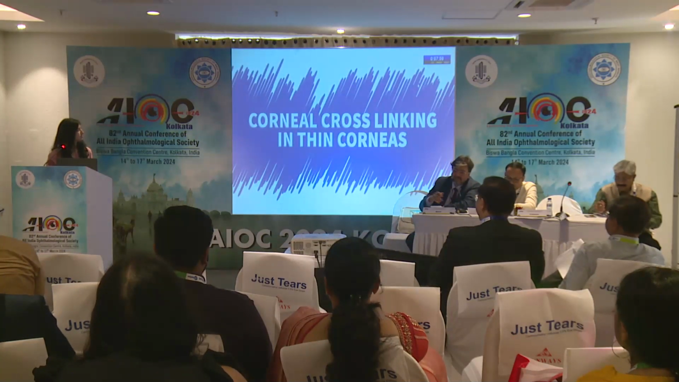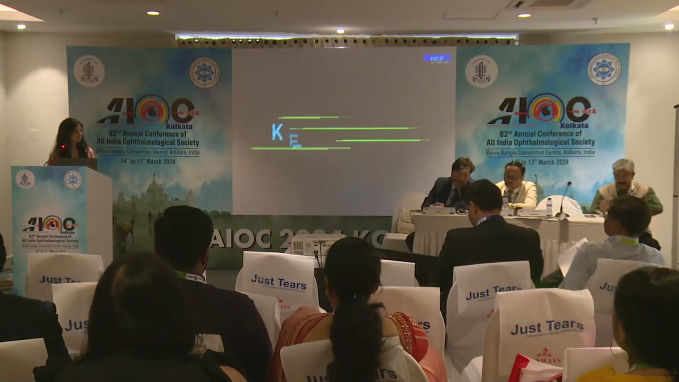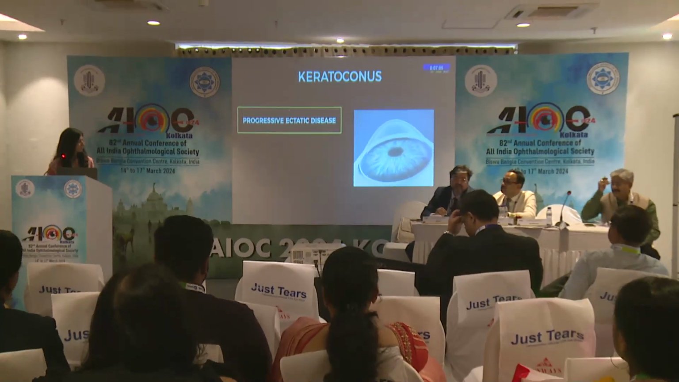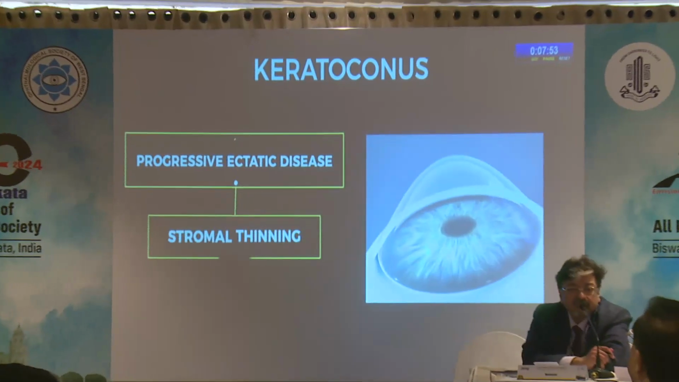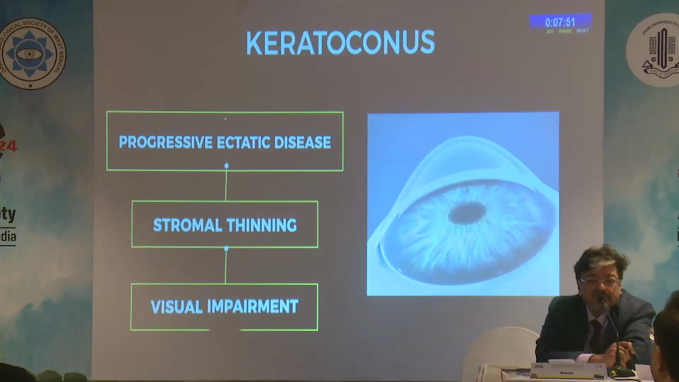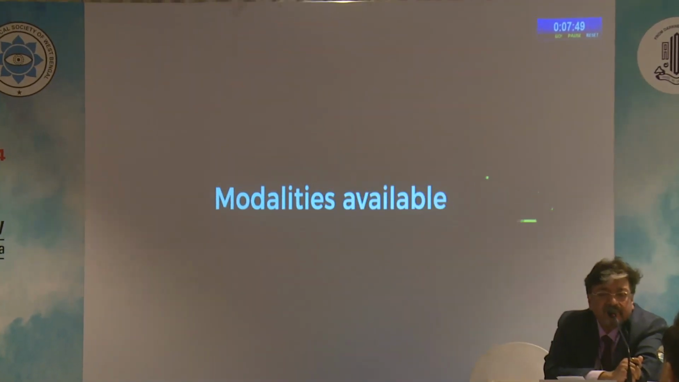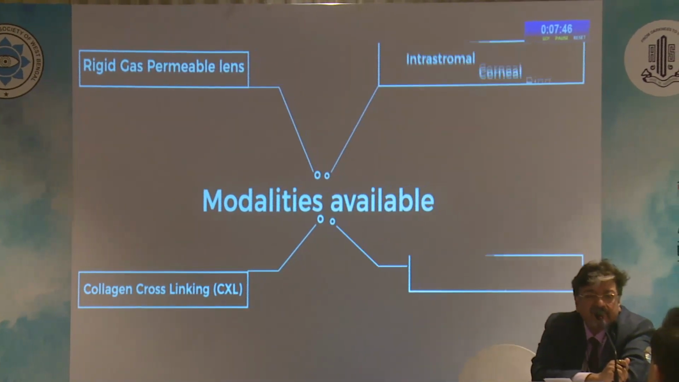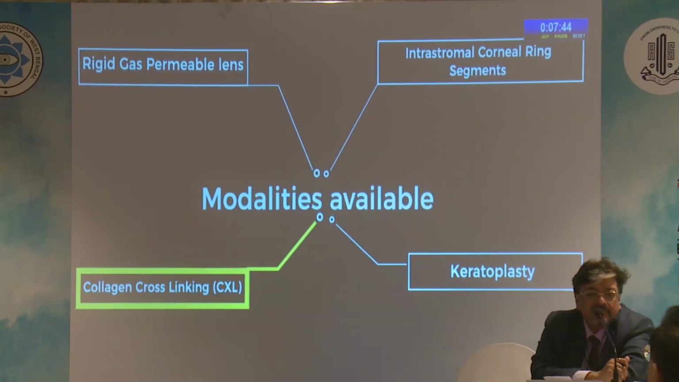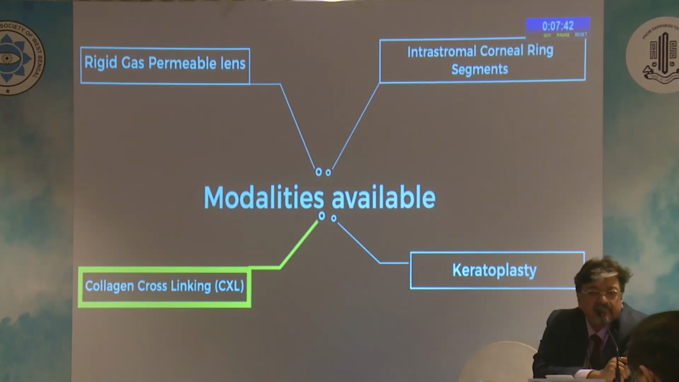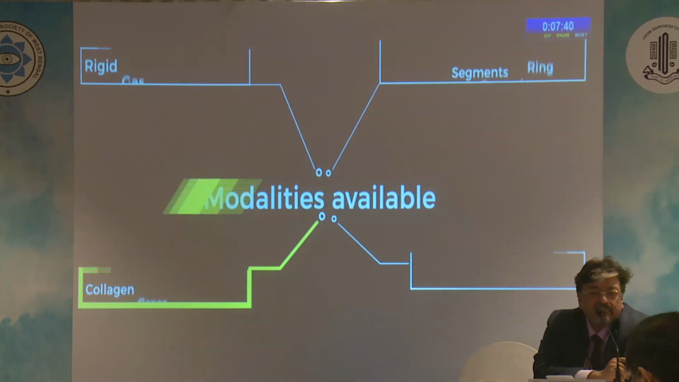Corneal cross-linking in thin corneas. Keratoconus is a progressive ectatic disease of the cornea, characterized by stromal thinning, often leading to visual impairment. Of all the modalities available in the management of keratoconus, corneal collagen cross-linking is the only one which can hinder or halt the progression of the disease.